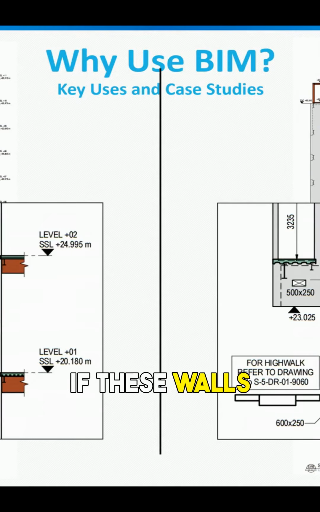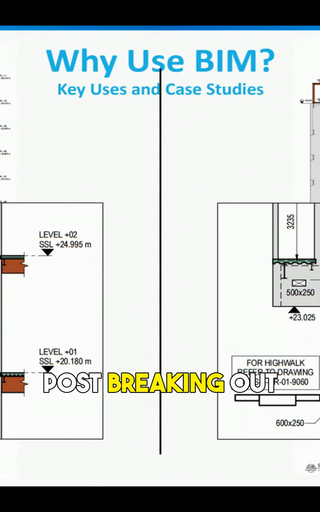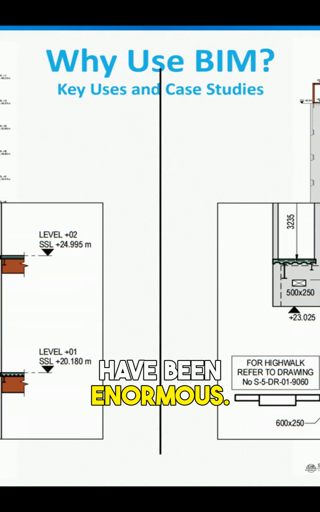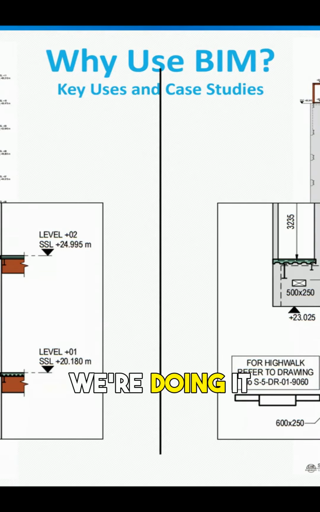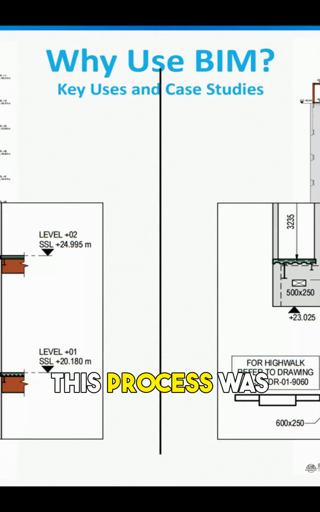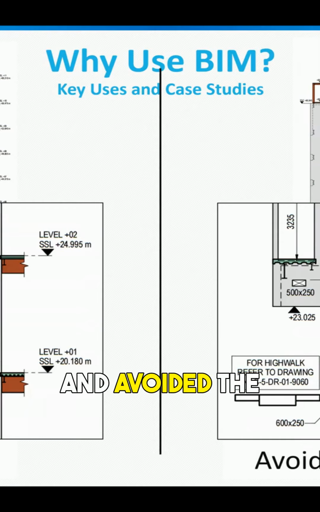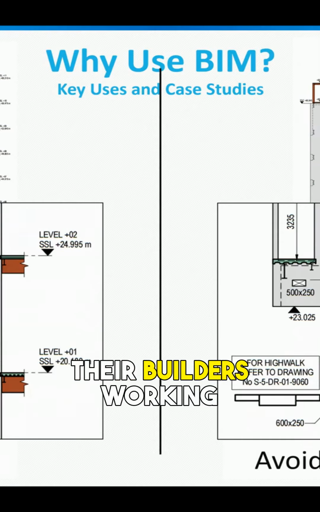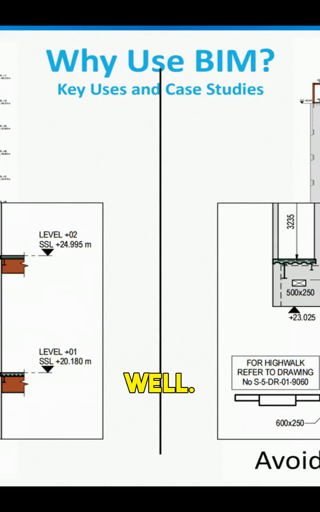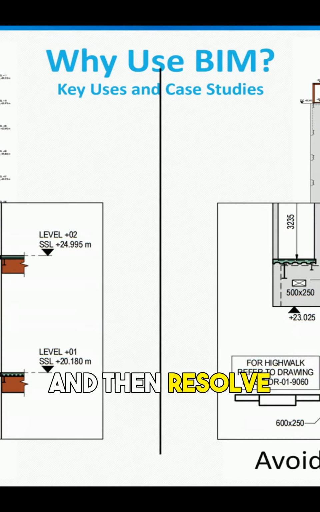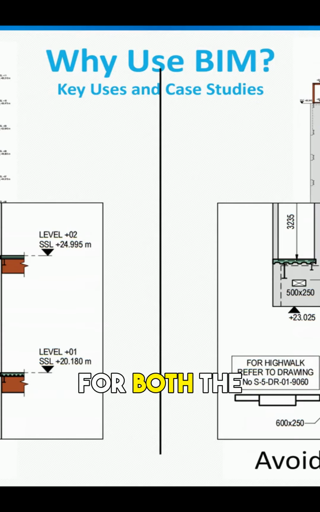So if these walls had been built without those penetrations, the cost of post drilling and post breaking out these openings would have been enormous. However, we're doing it in a process of clash detection. This process was a lot more of a cost saving, and it avoided the contractor using their builder's work in connection budget as well. And it demonstrates how BIM can be used to identify those issues and then resolve them and make sure that the whole building is more buildable for both the trade working at the time, but then all of the follow-on trades as well.